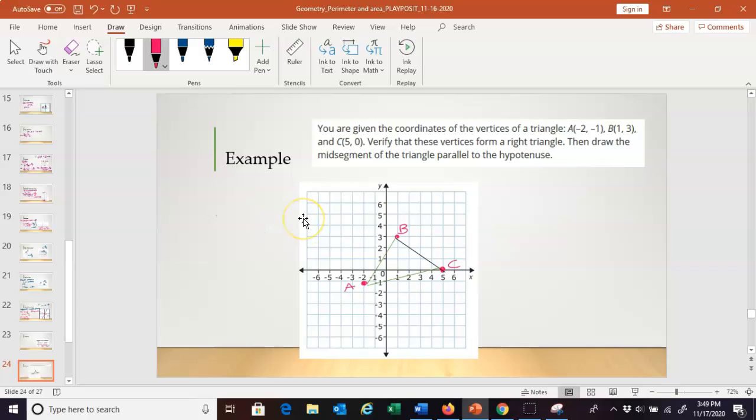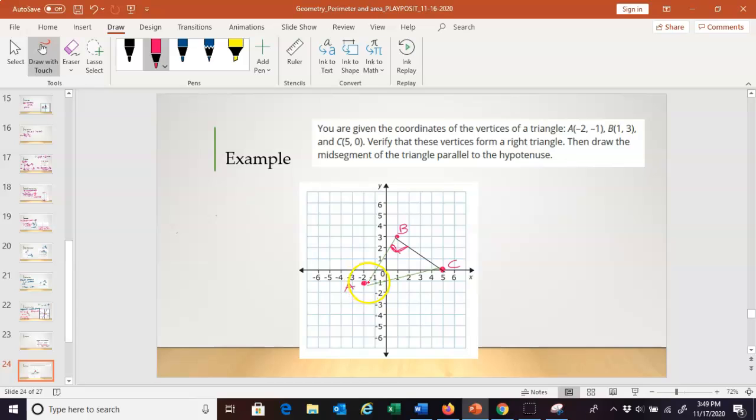All right. Verify these vertices form a right triangle. So if you were to look at this, you'd be like, oh, these lines look perpendicular. I mean, these lines look like the right triangle, but we need to confirm it. So remember, perpendicular lines form a right triangle. So if we can show that these lines are perpendicular, then we've shown they form a right angle. And we've shown that it's a right triangle. So let's find the slope of these lines to show they're perpendicular.